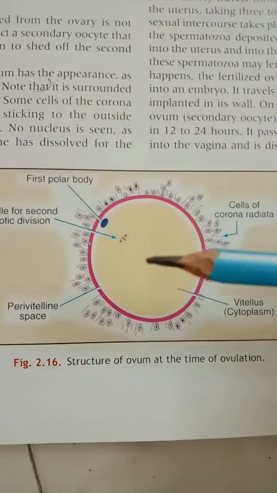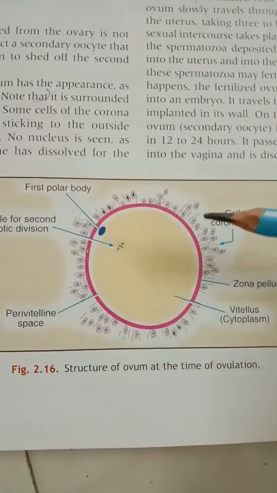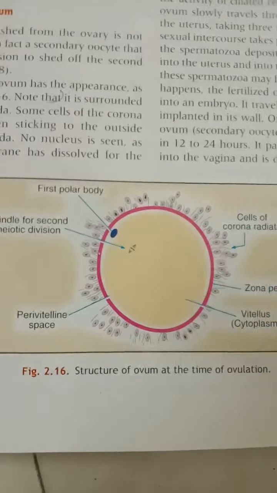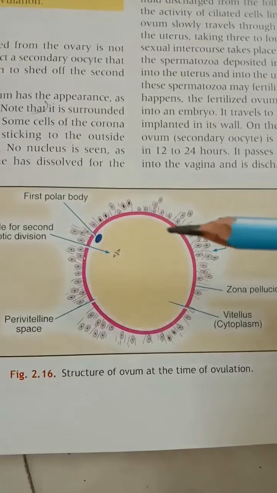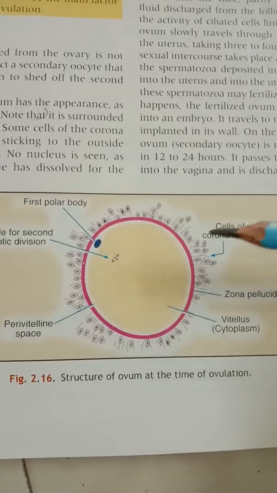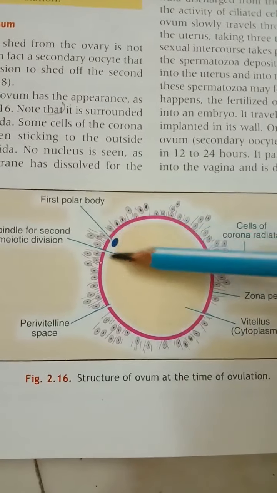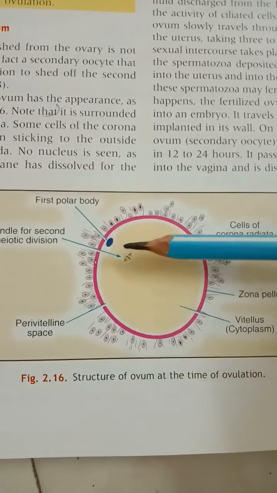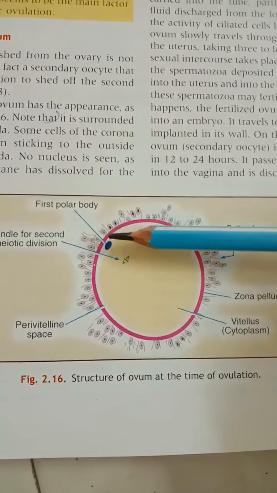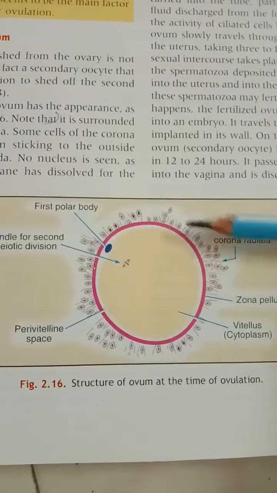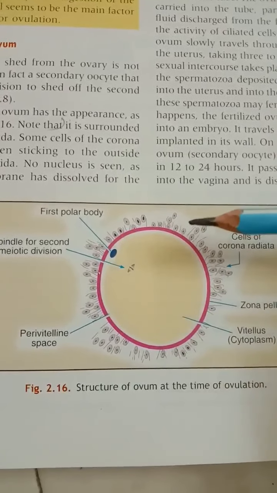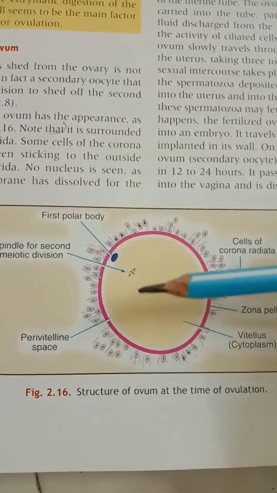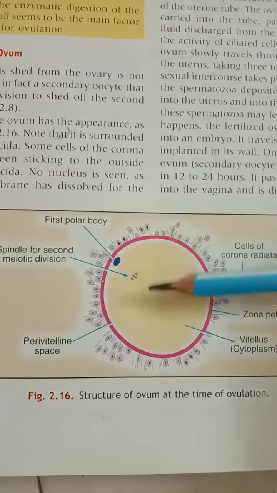As you know, whenever the primary oocyte goes through the first meiotic division, it forms two daughter cells. The first is the secondary oocyte, and the second one is the first polar body. Whenever it is shed from the ovary, it is not fully mature, and the secondary oocyte goes on to divide to shed the second polar body.